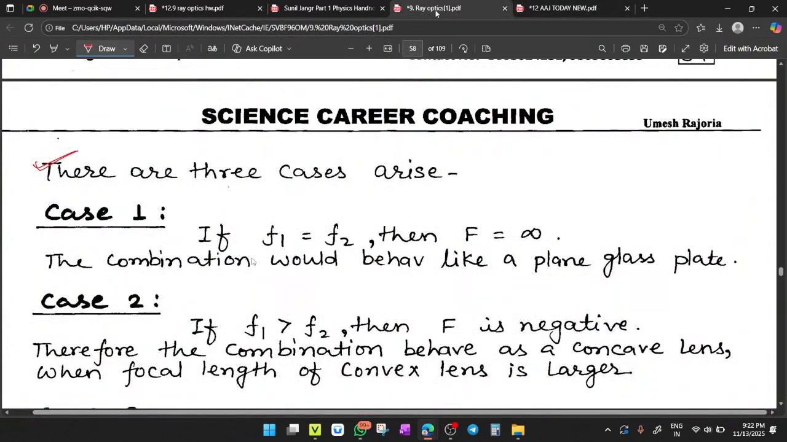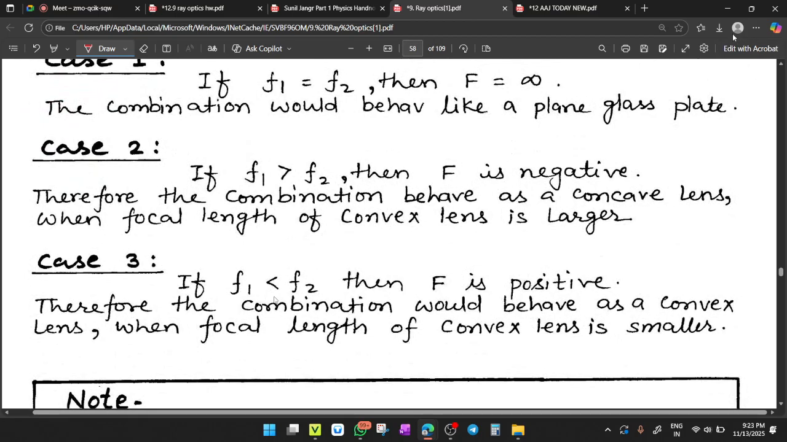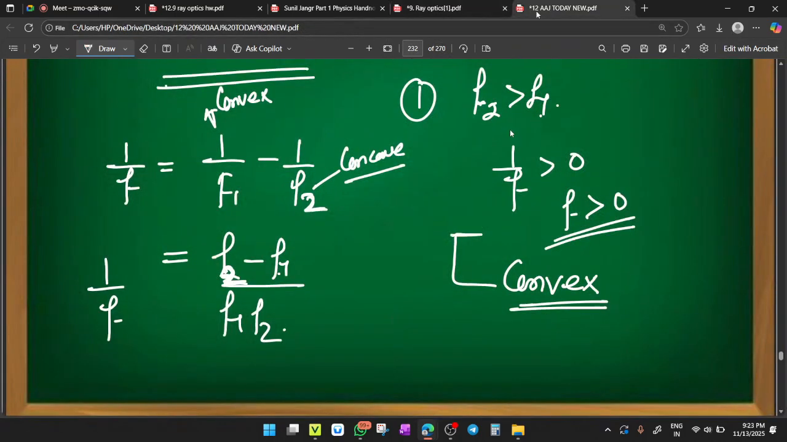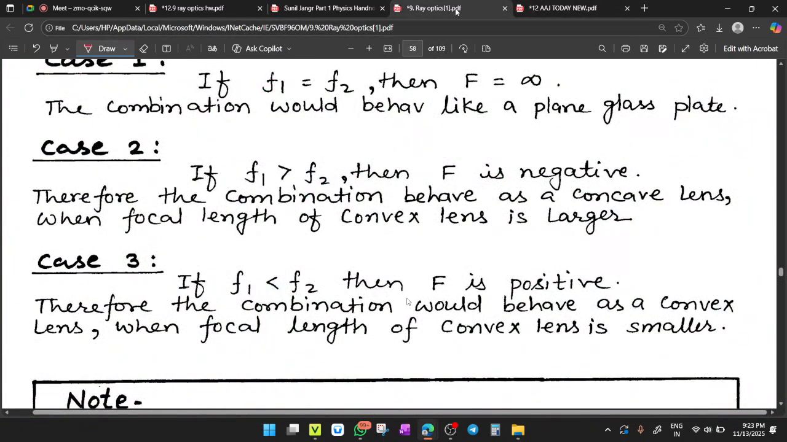So it is given here, when f1 is lesser than f2, we have derived this one case: when f2 is greater than f1, or f1 is less than f2, then f is positive. Therefore the combination would behave like a convex lens when the focal length of the convex lens is smaller. Remember, when the focal length of the convex lens is smaller, your lenses behave like a convex lens. Clear?